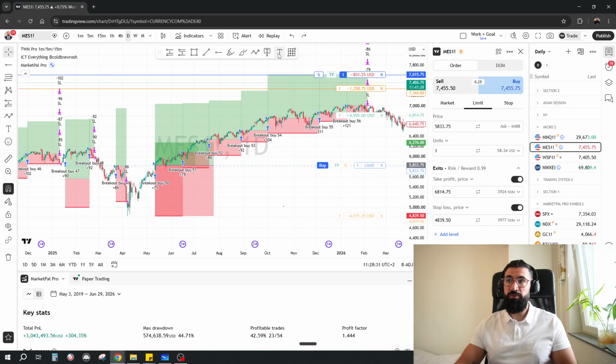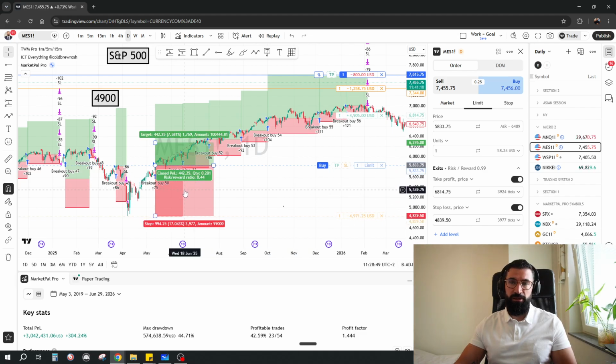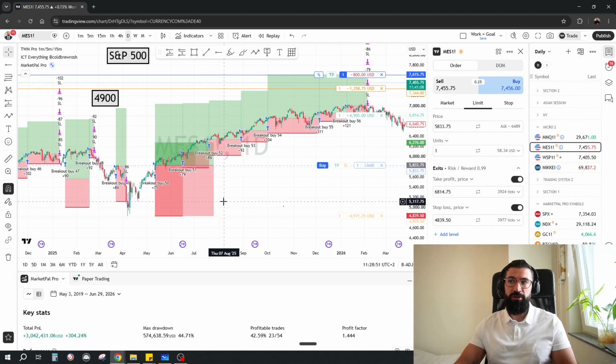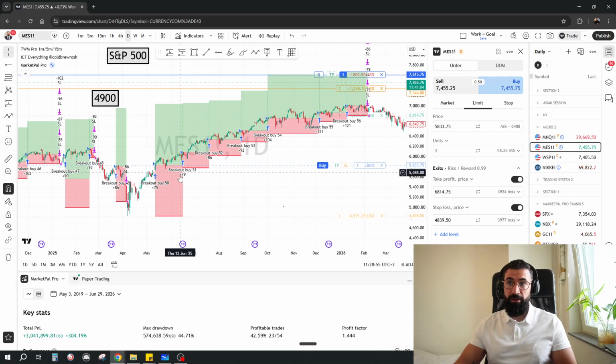Where did my S&P go? Sorry about this. S&P 500. All right, I'm going to copy this, and I'm going to add 4,900 on this position. Mind you, this is a huge stop loss, right? If the stop loss in the area is too big, we don't need to take this trade. So this is the first trade. Okay, let me remove that.